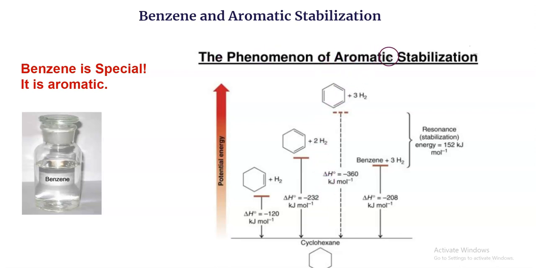And this phenomenon tells us that it's much more stable than a triene by a factor of 152 kilojoules per mole. That stabilization energy is called aromatic stabilization energy or resonance stabilization energy. It is the difference between the theoretical or expected versus the actual.